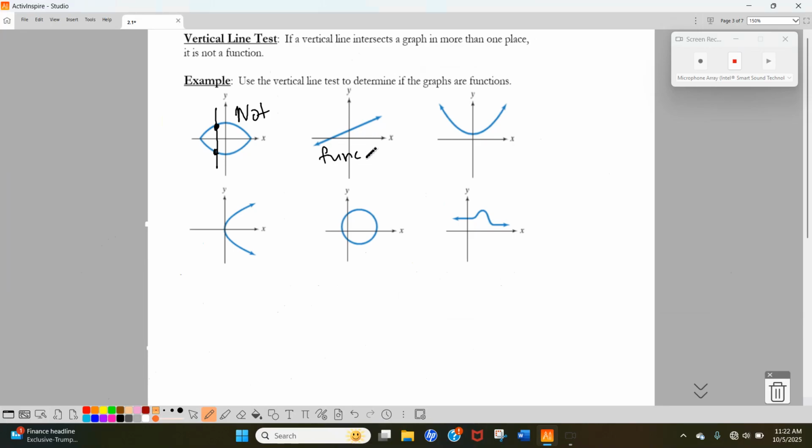When you're asked this on a test, you must draw a vertical line. You can't just say function, not a function. You have to draw at least one vertical line and say function, not a function. All right, so then this would not be a function. This would not be a function. But this would be.